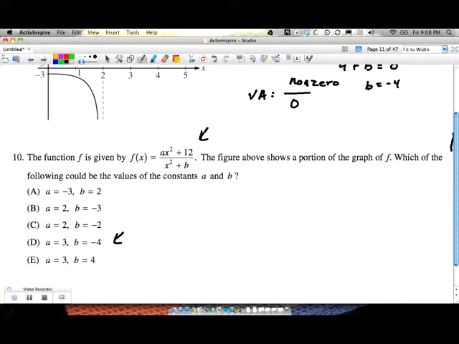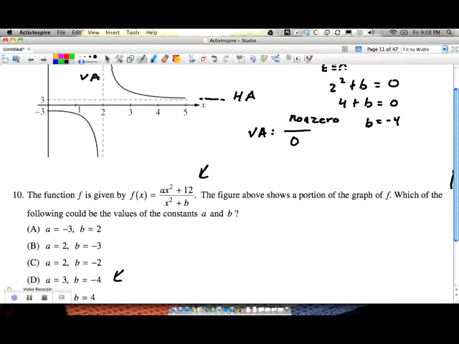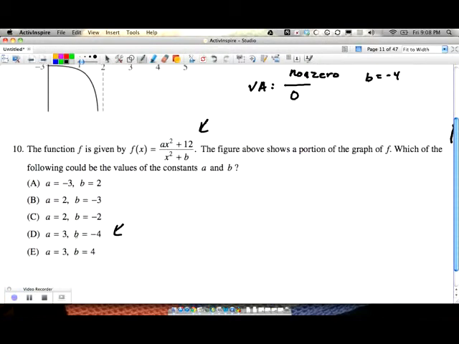Well, that's kind of interesting. We could have maybe simplified that by looking at the a first, but I know for sure that the only one that has b equals negative 4 is D. So that must be the answer.